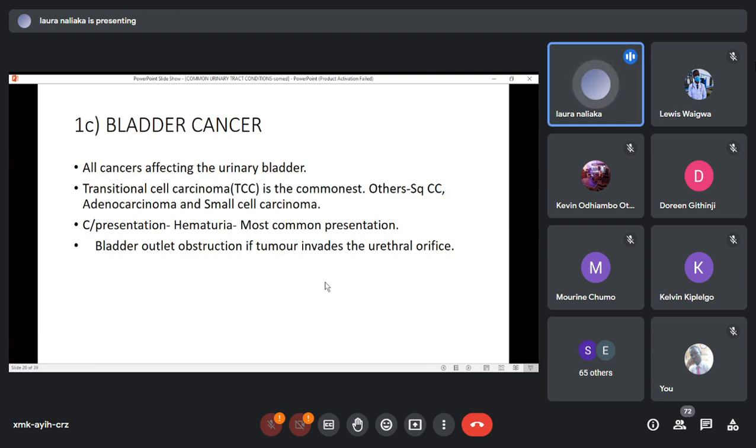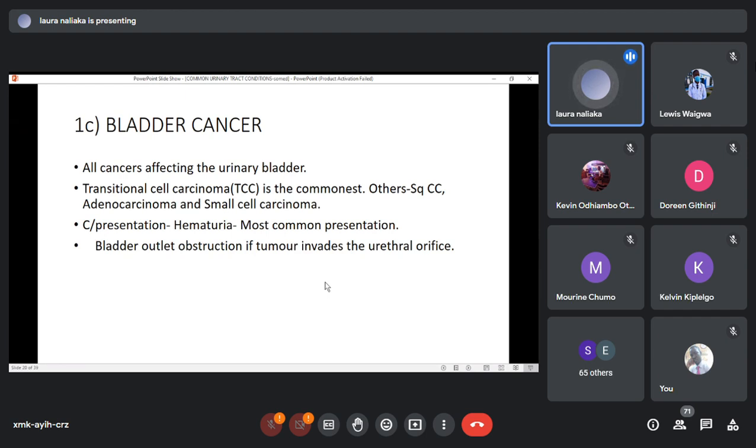So we go to another cause of hematuria, that's bladder tumor or bladder cancer. Cancers affecting the urinary bladder. TCC is the most common of the ones that you've seen. Others are squamous cell carcinoma, adenocarcinoma, and small cell carcinoma, which is very rare.